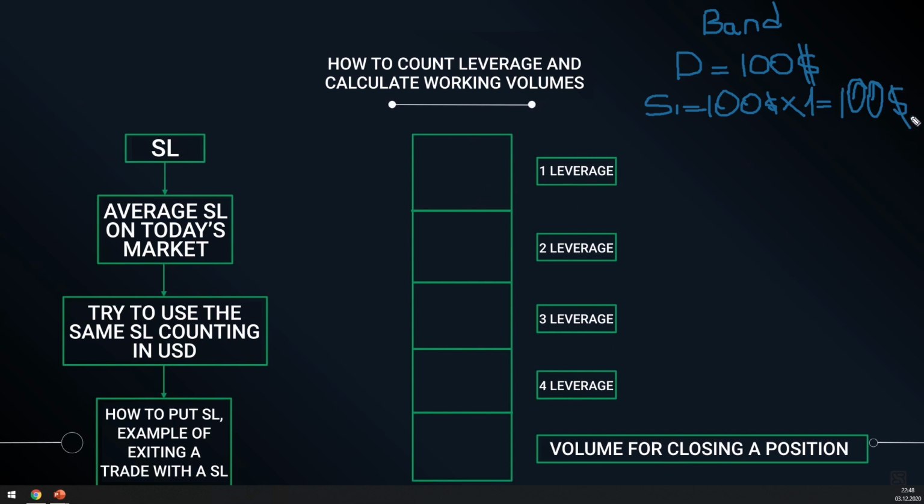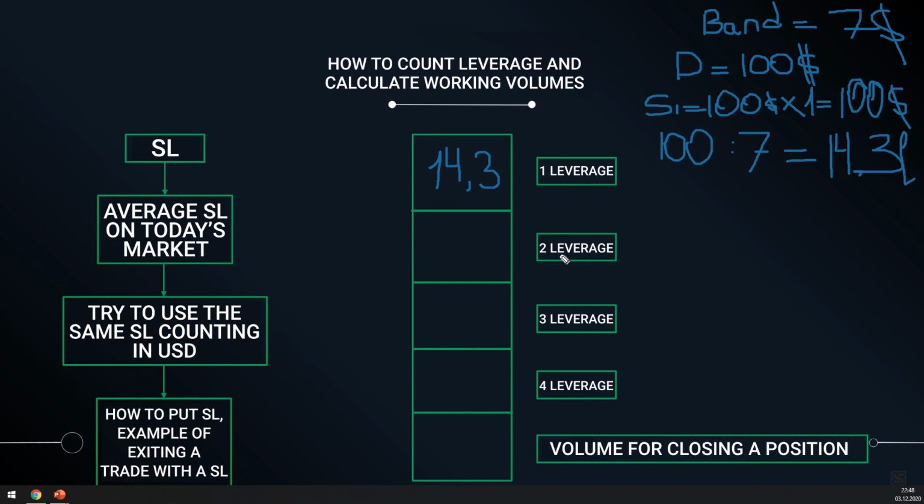So then we're going to recalculate it in lots. So we divide this 100 by the price of the band. The price for now is something like $7. So we divide it by 7 and we get something like 14.3. And this is the volume in lots for the first leverage. And then everything is extremely easy.